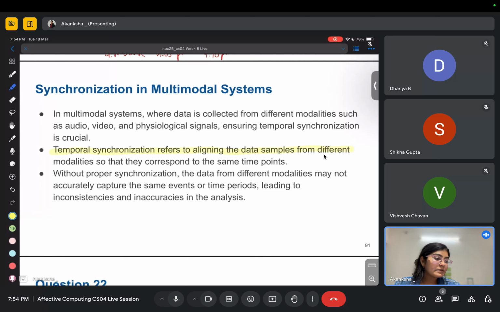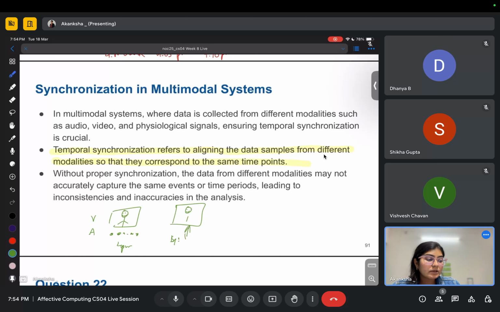It refers to aligning the data samples from different modalities so they correspond to the same data points. I'm taking some reading from audio and video, so it should be from the same timestamp, say 4 p.m. Let's say this person was saying "hey there" at some point, so it should be from the same point. It shouldn't be the case that I'm taking the frame from 5 p.m. and the audio is from 4 p.m.